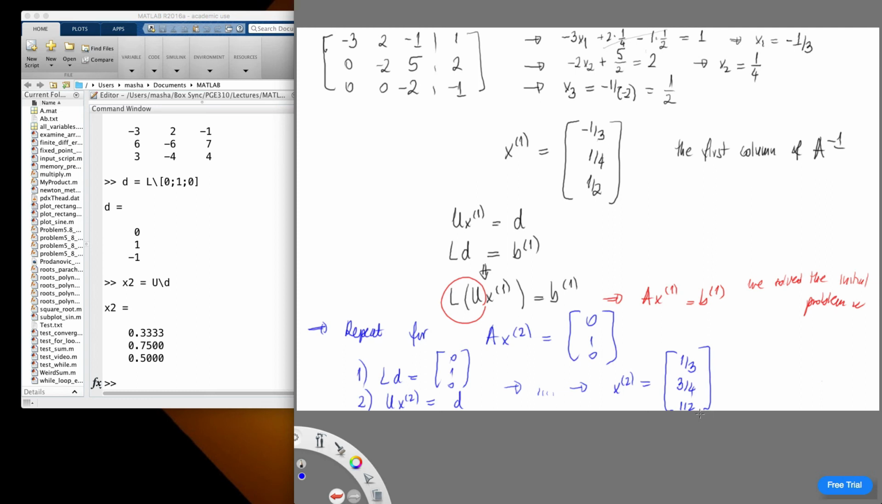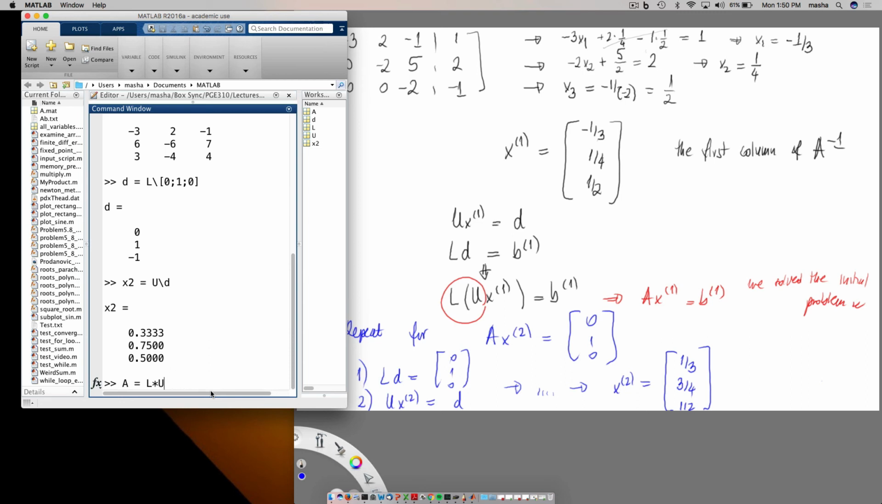Shouldn't D be 0, 1, 0 divided by L? No. We always put A\b, right? So if you have LD is equal to something, then it's L divided by that. That's just the way this backslash operator works, right? And I'm just gonna quickly repeat this for 0, 0, 1.